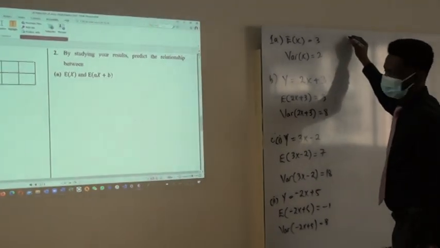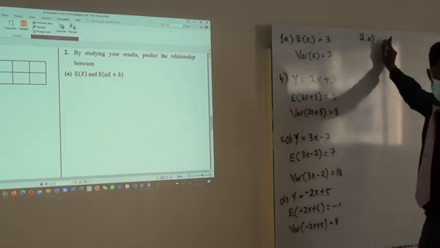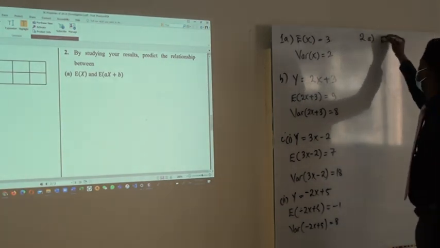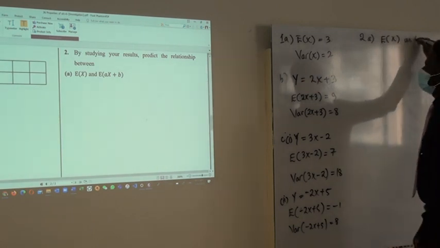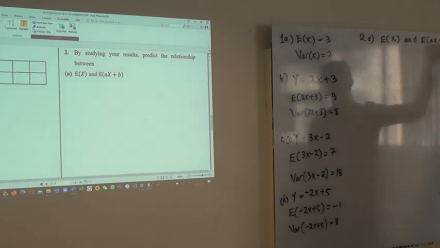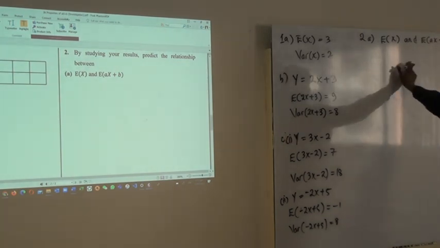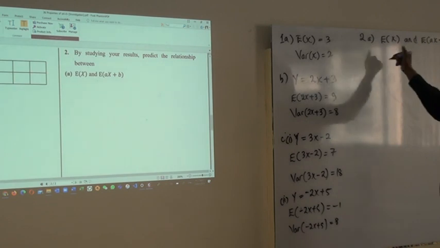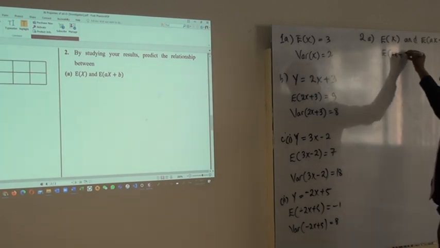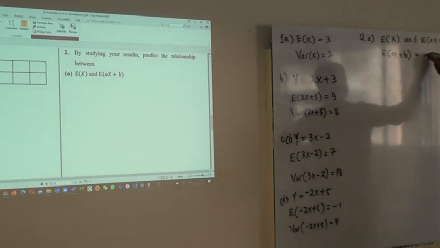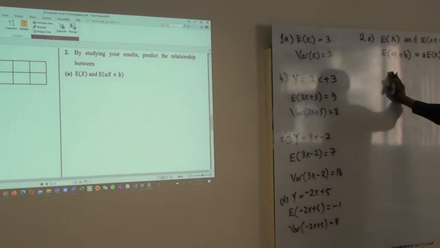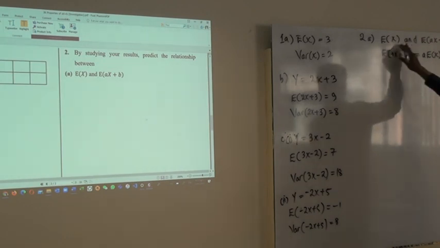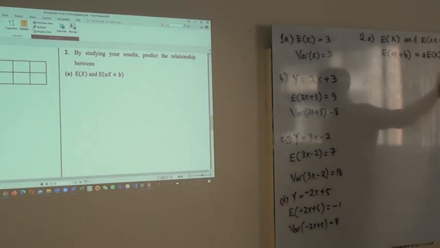Now, question 2. I said, by studying your result, predict the relationship between expectation of x and expectation of ax plus b. I think this is trivial because we proved it already. Expectation of ax plus b is a times expectation of x plus b. This is the relationship. When I say predict the relationship between these two, it doesn't mean this has to be written first on the left-hand side. I'm just saying write something that makes sense, that has to do with both of them, and this is it, which has already been proved.